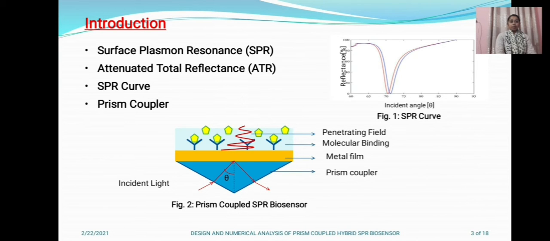When molecular binding takes place, the angular position of the SPR dip can be shifted. So, the angular interrogation method with ATR is mainly considered to determine the sensing performance in terms of sensitivity, quality factor, and detection accuracy.